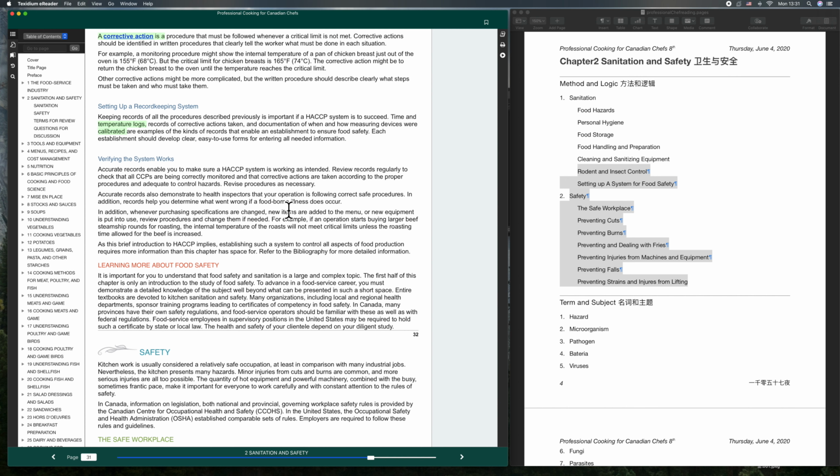Revise procedures as necessary. Accurate records also demonstrate to health inspectors that your operation is following correct, safe procedures. In addition, records help you determine what went wrong if a foodborne illness does occur.